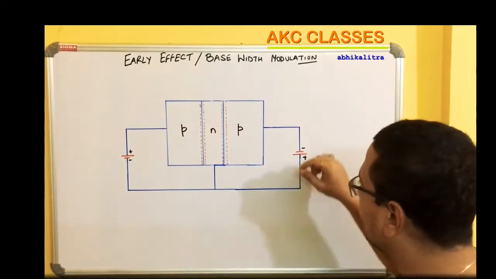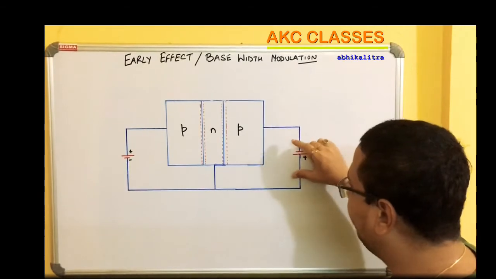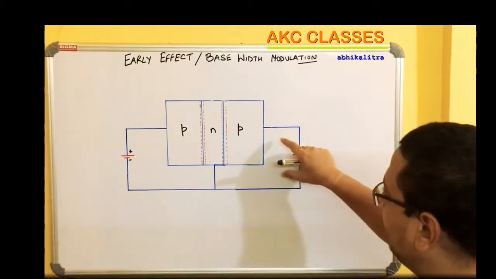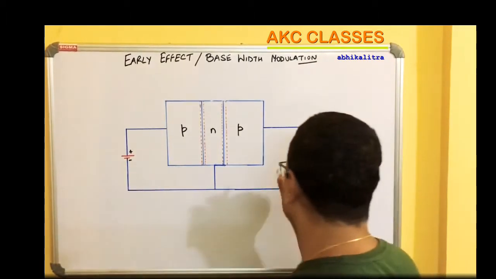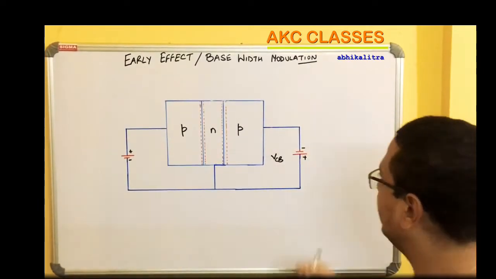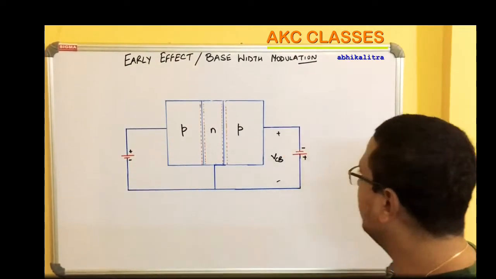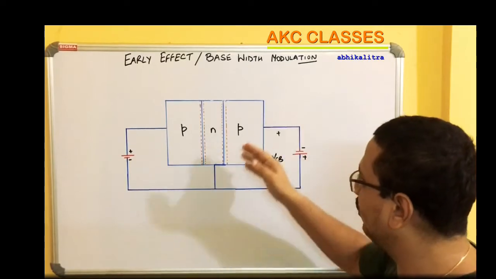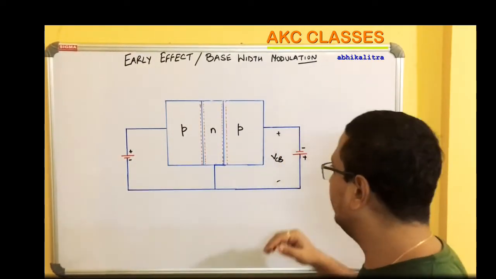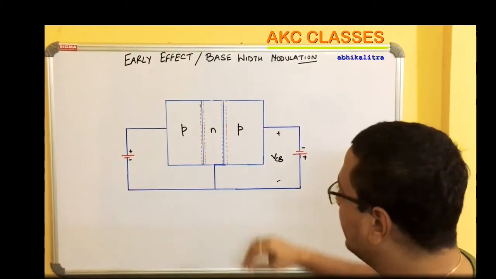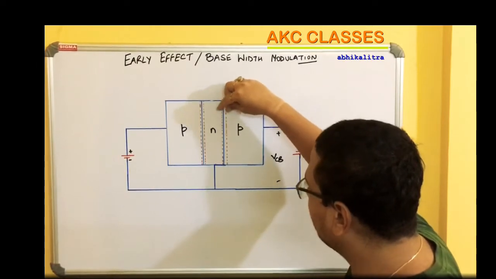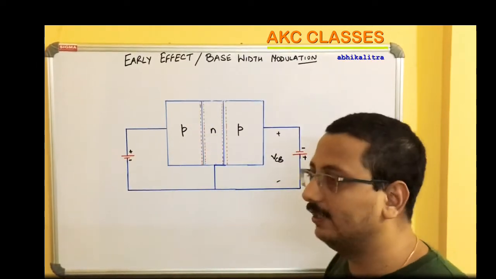Now what happens when the VCB voltage is gradually increased? If I say that this is the VCB voltage, when this VCB voltage is increased, then obviously the reverse bias voltage across this junction is also getting increased. And when this voltage is increased, the depletion region across the collector base junction also increases.